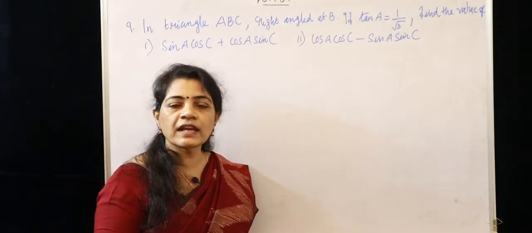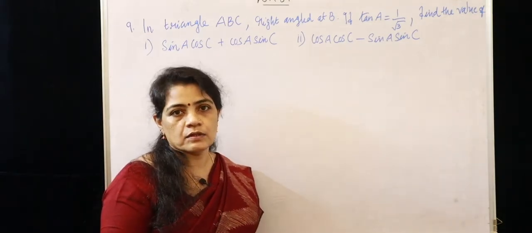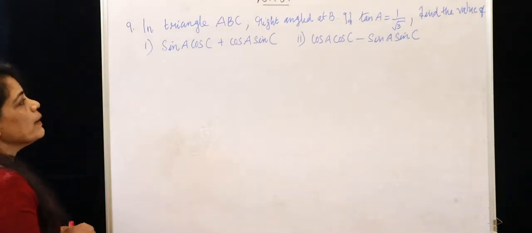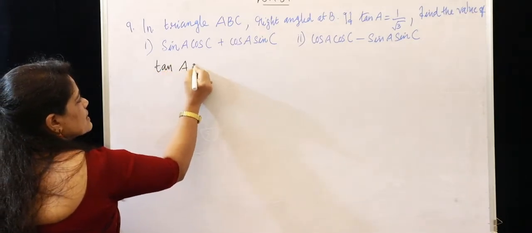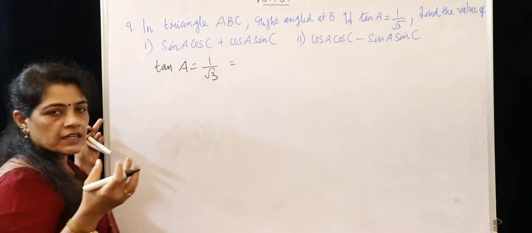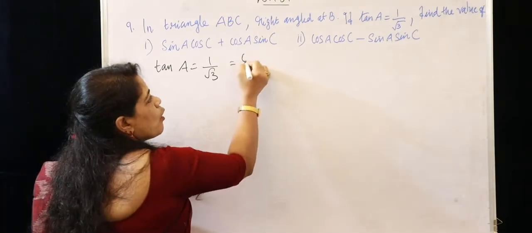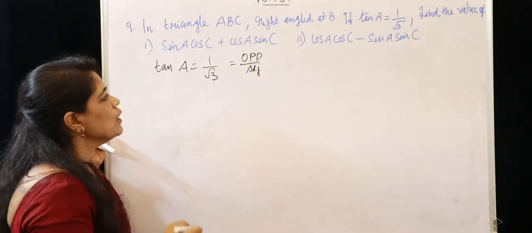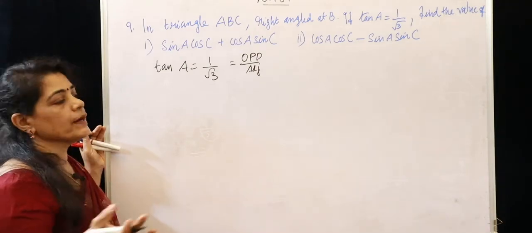Okay, so we have to draw a right triangle, and by applying the Pythagoras theorem we will get the hypotenuse. Okay children, so given tan A is equal to 1 by root 3. By the trigonometric relation, tan A is opposite side by adjacent side. So in order to get the third side, the hypotenuse, you have to apply the Pythagoras theorem.